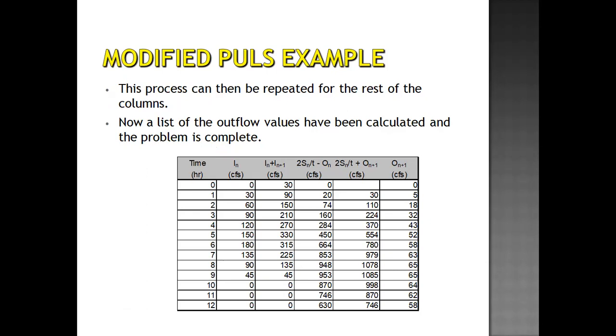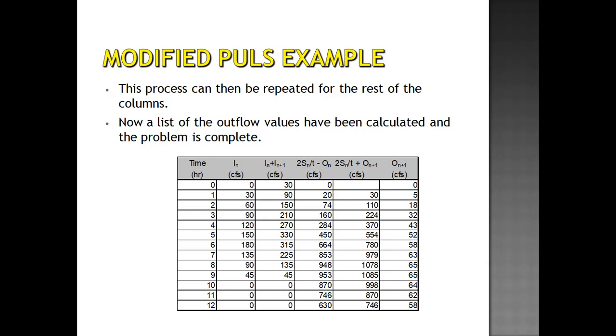So guys, this process can be repeated for the rest of the columns. Now a list of the outflow values has been calculated and the problem is complete. So in the first hour: 30, 90, 20, 35. In the second hour: 60, 150, 74, 1110, and 18.